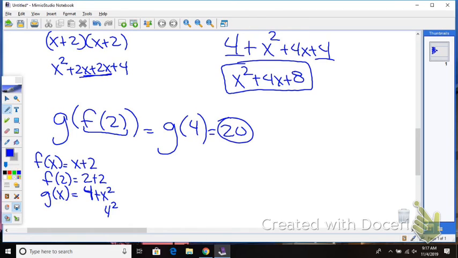So really, when there's a number that you're inputting, it's actually easier than when you have x's, because you're actually getting numbers. But you still work from the inside out. Do the inside function first, then plug it into the outside function. Easy enough?